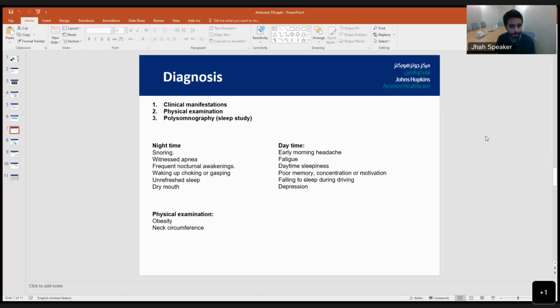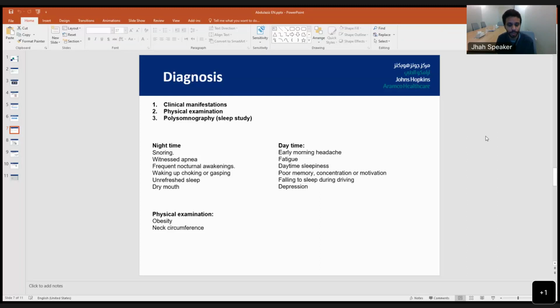So snoring, number one. Number two, witnessed apnea and frequent nocturnal awakenings, because whenever the patient has apnea during sleeping, that means he's going to have a reduction of his oxygen saturation. Then the patient is going to arouse to take a deep breath again. So these frequent arousals are common in patients who are obese during sleep due to obstructive sleep apnea.